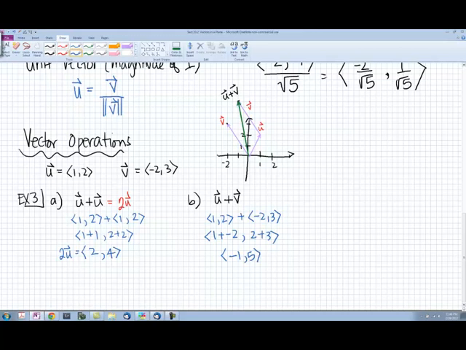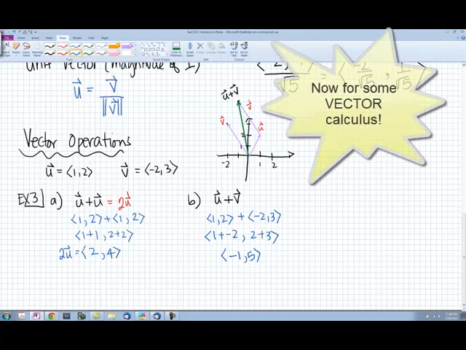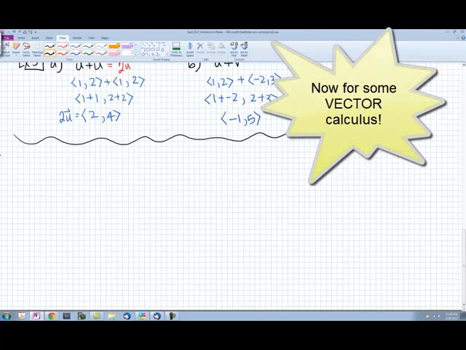Let's take a look at our vector. Is that at negative 1, 5? Does it go over 1 to the left and up 5? Yes, it does. We are going to talk about tangent and normal vectors.